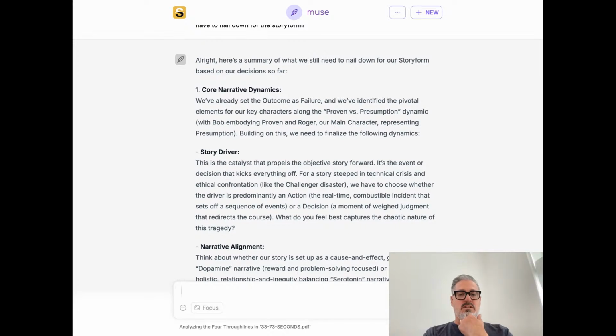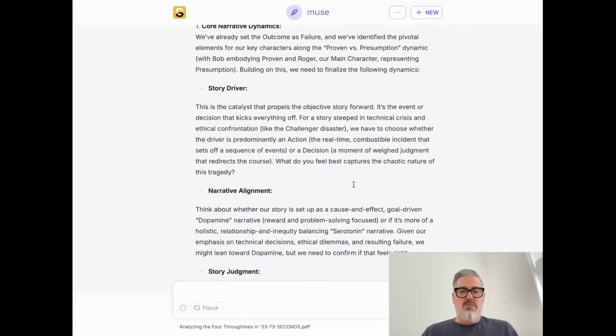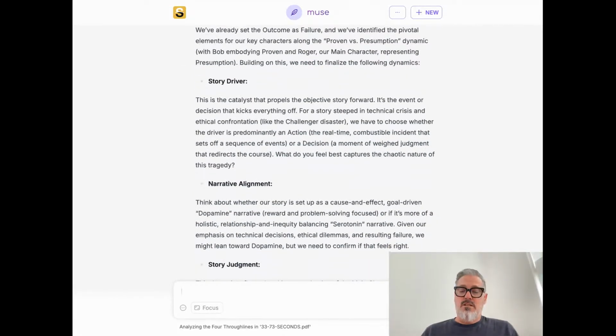a real-time combustible incident that sets off a sequence of events, or a decision. I would say it's got to be action driven. As I recall, it's the investigation after. Think about whether our story is set up as a cause and effect goal driven dopamine narrative, which it is, or if it's more of a holistic relationship and equity balancing serotonin narrative. Given our emphasis on technical decisions, ethical dilemmas, and resulting failure, we might lean toward dopamine.